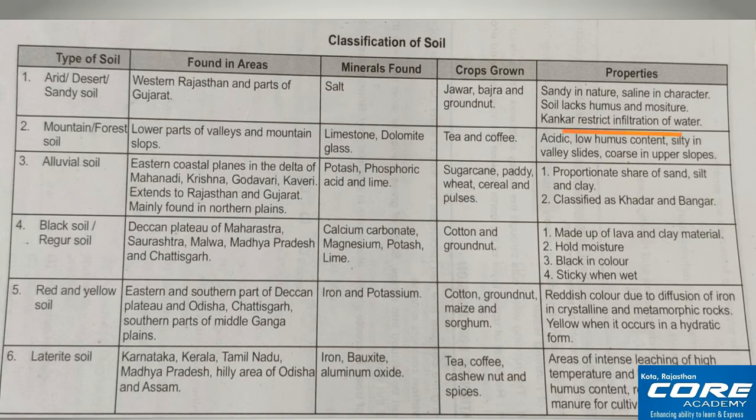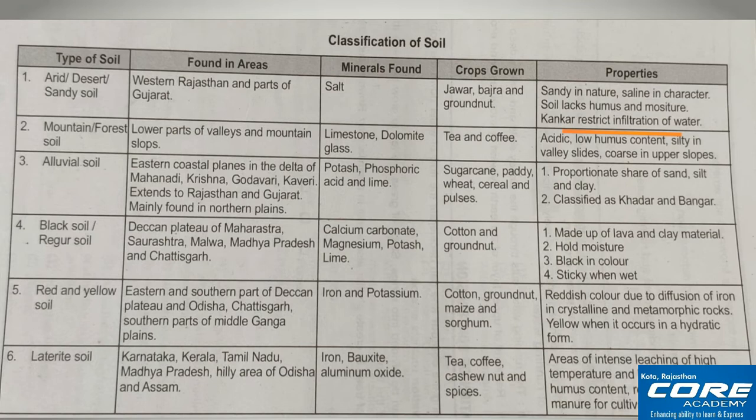such as it is sandy in nature, fine, and saline in character. Saline means the salt will be present here. Soil lacks humus as well as moisture, fine, and the kankar also restricts the infiltration of water, means kankar will be present. You can see the sandy soil, it is basically having big particles, that is called kankars, fine.